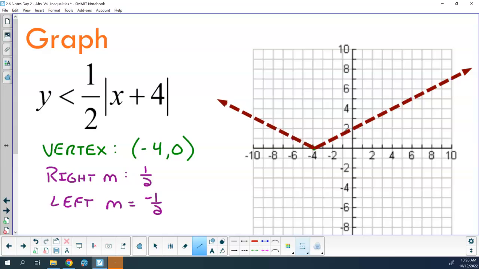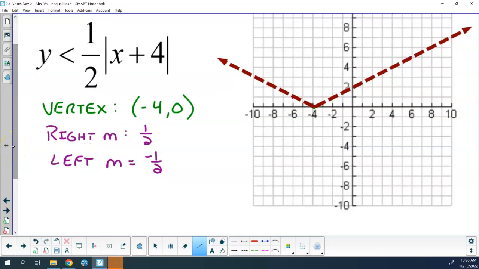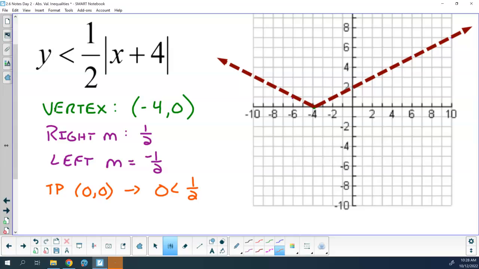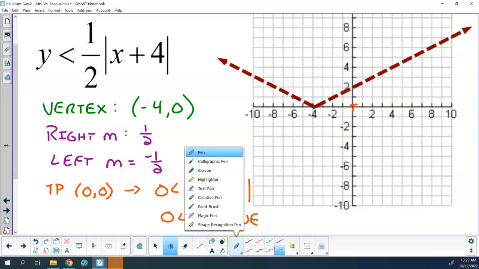Test point, 0, 0. So that would be 0 less than 1 half times the absolute value of 0 plus 4. 0 plus 4 is 4. The absolute value of 4 is 4. 4 times 1 half is 2. 0 less than 2. Yes or no? Yes. That is a true statement. So since my test point was outside, that means that we are also going to be shading outside.